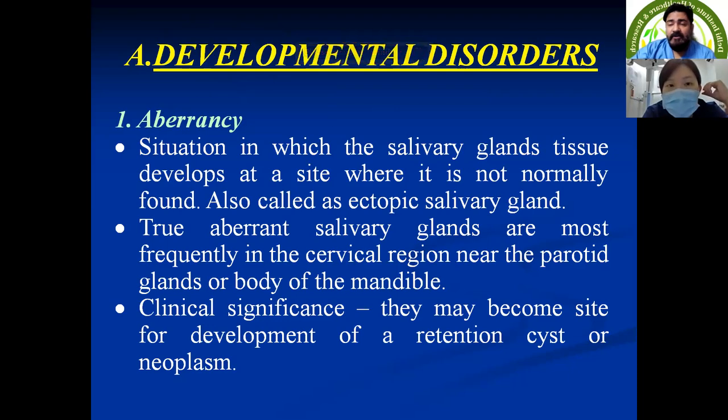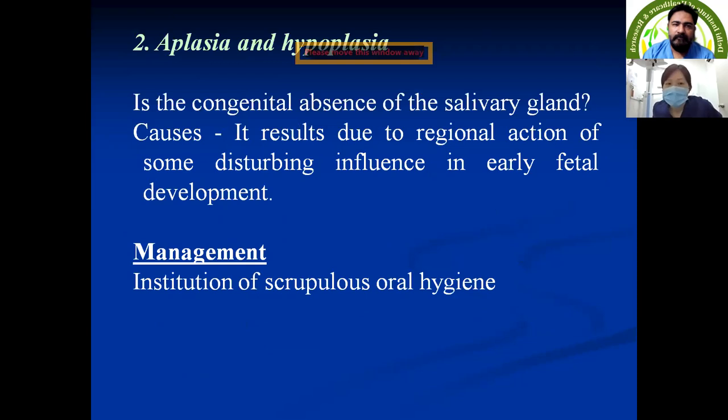Now, what are developmental disorders of salivary gland? First was aberrancy, the situation in which the salivary gland tissue develops at a site where it is not normally found. It is a change of placement, also called ectopic salivary gland. True aberrant salivary glands are most frequently in the cervical region near the parotid glands or the body of the mandible. The clinical significance: they may become the site for the development of a retention cyst or a neoplasm.